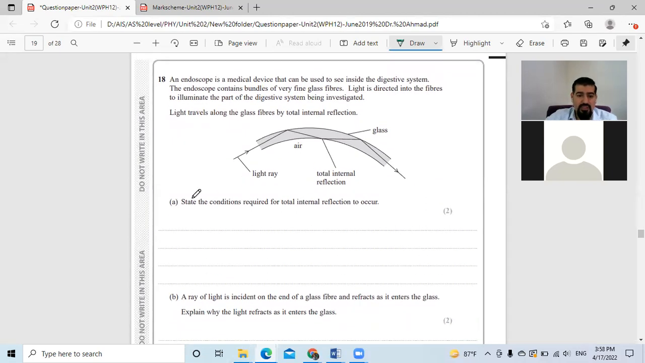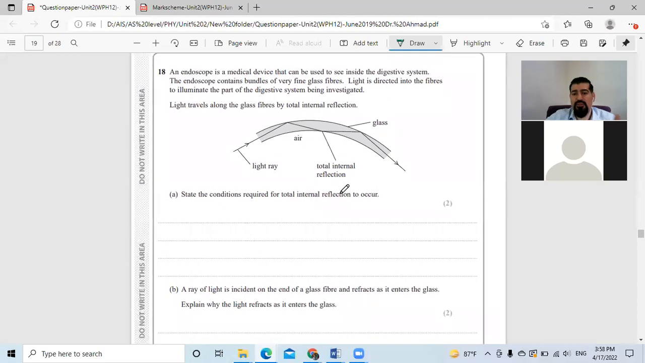Now, state the conditions required for total internal reflection to occur. Yes, Ammar and Hamza, thank you. That means we have two conditions: the light is supposed to be passing from a high refractive index to a surface of low refractive index, with an angle of incidence greater than the critical angle.